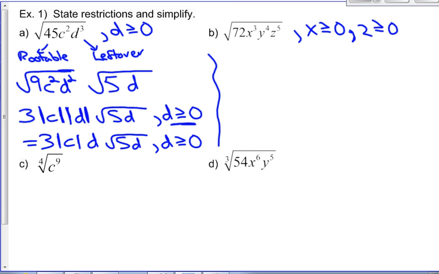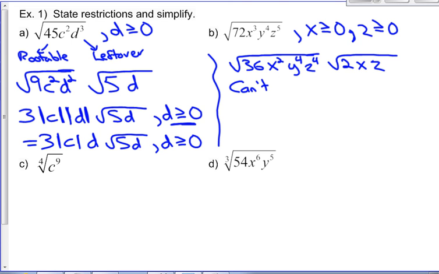There are our restrictions. Now let's split apart. 72 could be split apart into 36 and 2. And you should take the biggest rootable you possibly can. X cubed can be split apart into x squared and x. You can take the square root of x squared. You can take the square root of all of y to the 4th. And you can take the square root of z to the 4th. And that leaves us with a leftover of z. You can take the square root of any even power, rather.